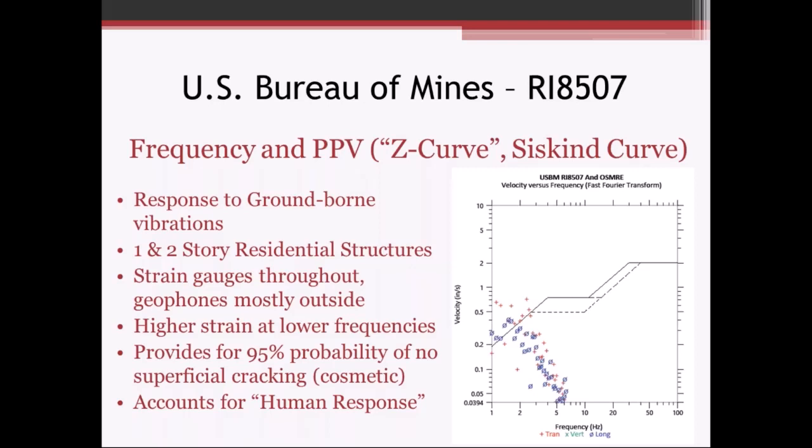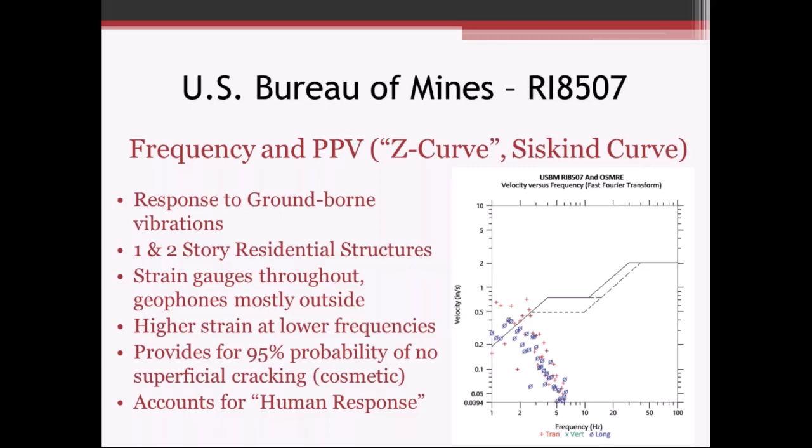So this RI 8507 was all based on responses to ground-borne vibrations. This whole study, for the most part, was based on ground-borne vibrations. The study was done on 1- and 2-story residential structures. So it was all residential structures, wood frame construction, some drywall, some plaster. That's the reason for these 2 dotted lines. This lower dotted line here is the plaster threshold. Strain gauges were set up throughout the structures. Geophones, for the most part, were outside.